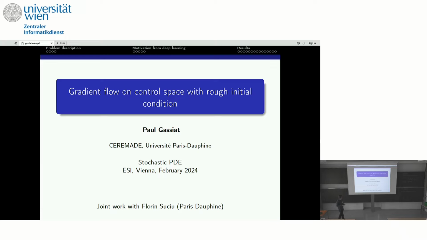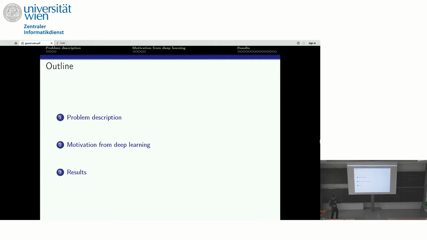Okay, and what I will talk about is joint work in progress with my PhD student in Dauphine. The talk will be in three parts. First I will quickly describe the problem that we are looking at, the control problem. Then I will explain where the motivation was coming from, and in fact it's a motivation from learning for deep neural networks. And finally, the main part of the talk, I will talk in more precise detail about the mathematical results that we obtain.